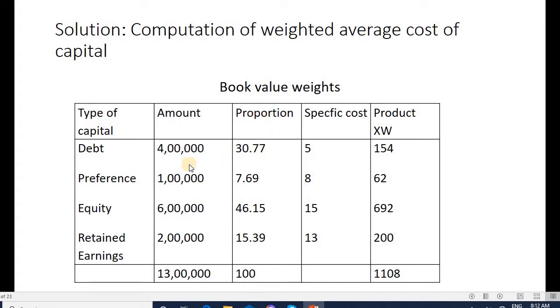How to calculate this? 4 lakh divided by 13 lakh, 30.77. 1 lakh divided by 13 lakh is 7.69, and 6 lakh divided by 13 lakh is 46.15, and 2 lakh divided by 13 lakh is 15.39. We need to calculate the proportion taking each source of capital divided by total capital. So we need to multiply this proportion with the specific cost, that is 30.77 into 5 is 154, 7.69 into 8 is 62 (I have rounded here), 46.15 into 15 is 692, and 15.39 into 13 is 200. So the product of proportion and specific cost totals 1108.